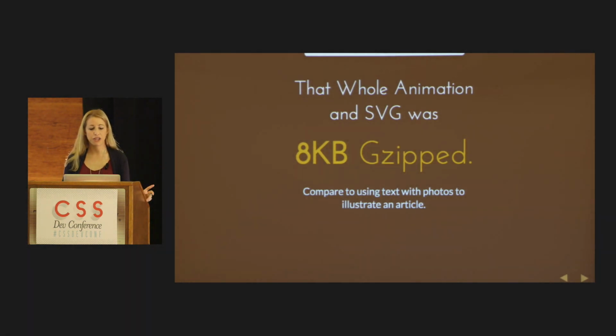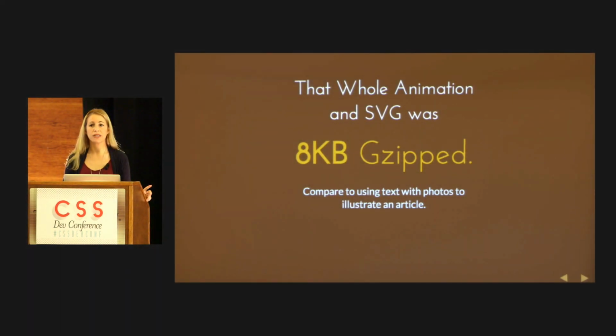That whole animation and SVG was 8 kilobytes gzipped. I'm going to say it again because it bears repeating. It was 8 kilobytes gzipped. This means that if you compare that to just an image you're using to show off your text, like you put a photo next to your text to illustrate an article, this is a huge boon for you. You can make something that's way more engaging, and just because you're designing for performance does not mean that it has to look bad. These are not mutually exclusive.